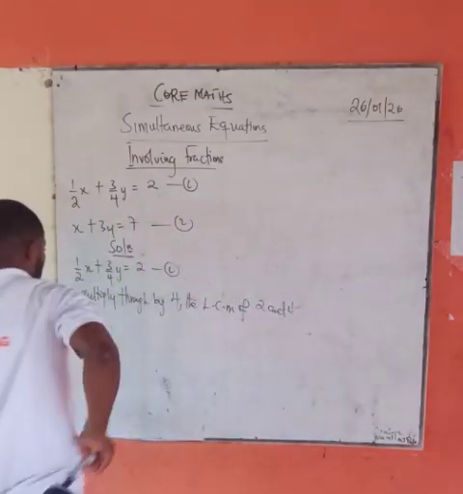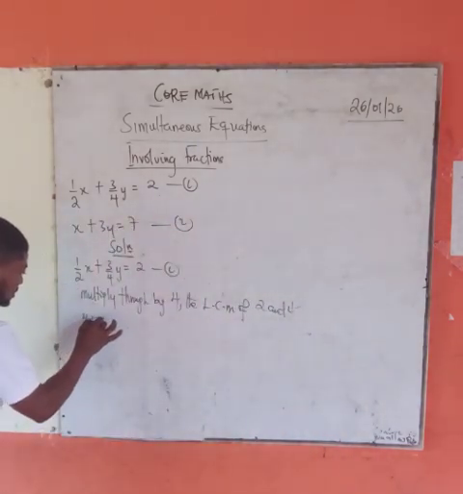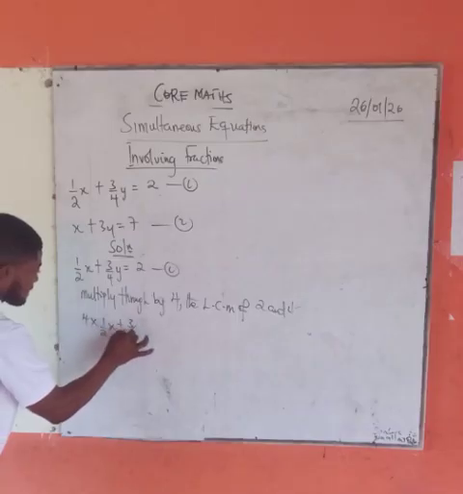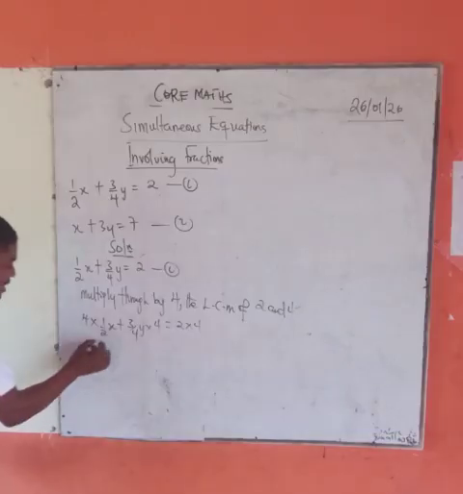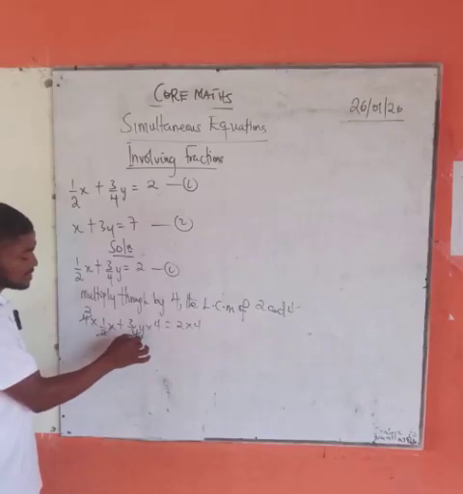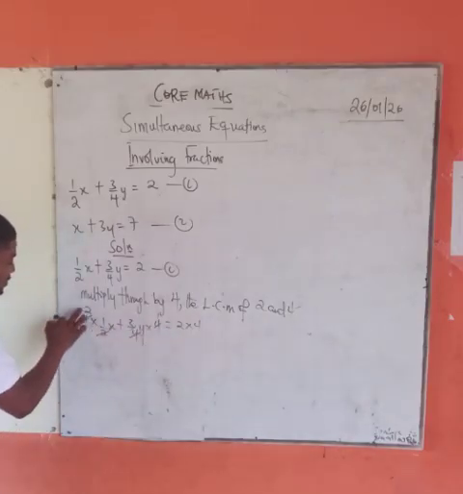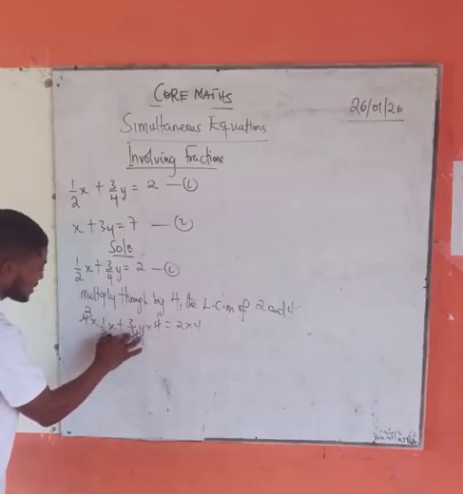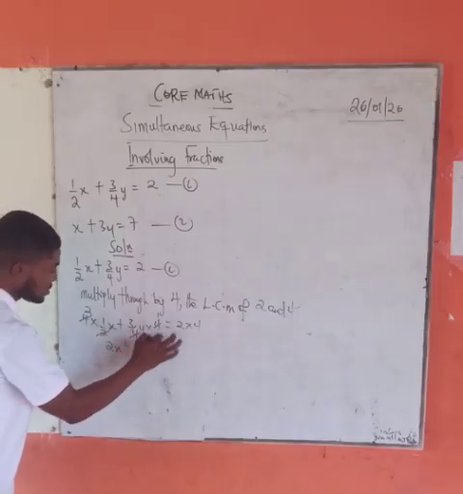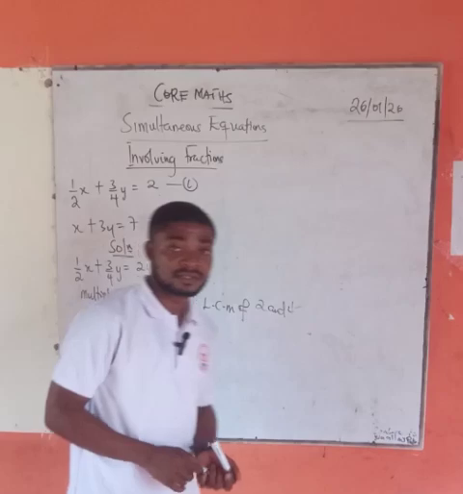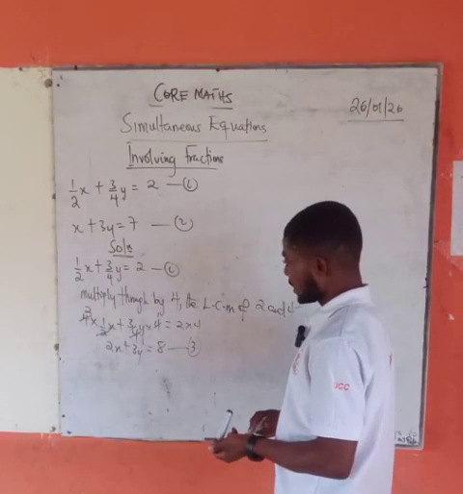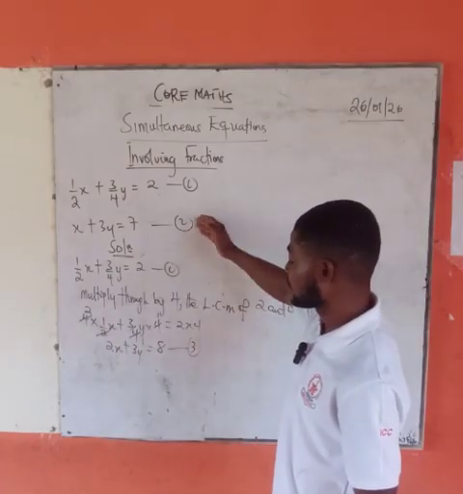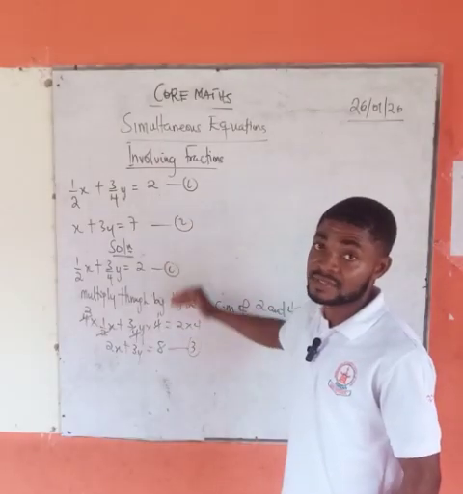Now this 2 cancels this 4 two times, and this 4 also cancels itself once. I have 2 times x, which is 2x, plus 3 times y, which is 3y, is equal to 2 times 4, which is 8. So I have 8 over here. Now I can name this as equation 3. Now I'm going to work with equation 3 and equation 2. Since they are both in linear form, I can work with these two equations now.